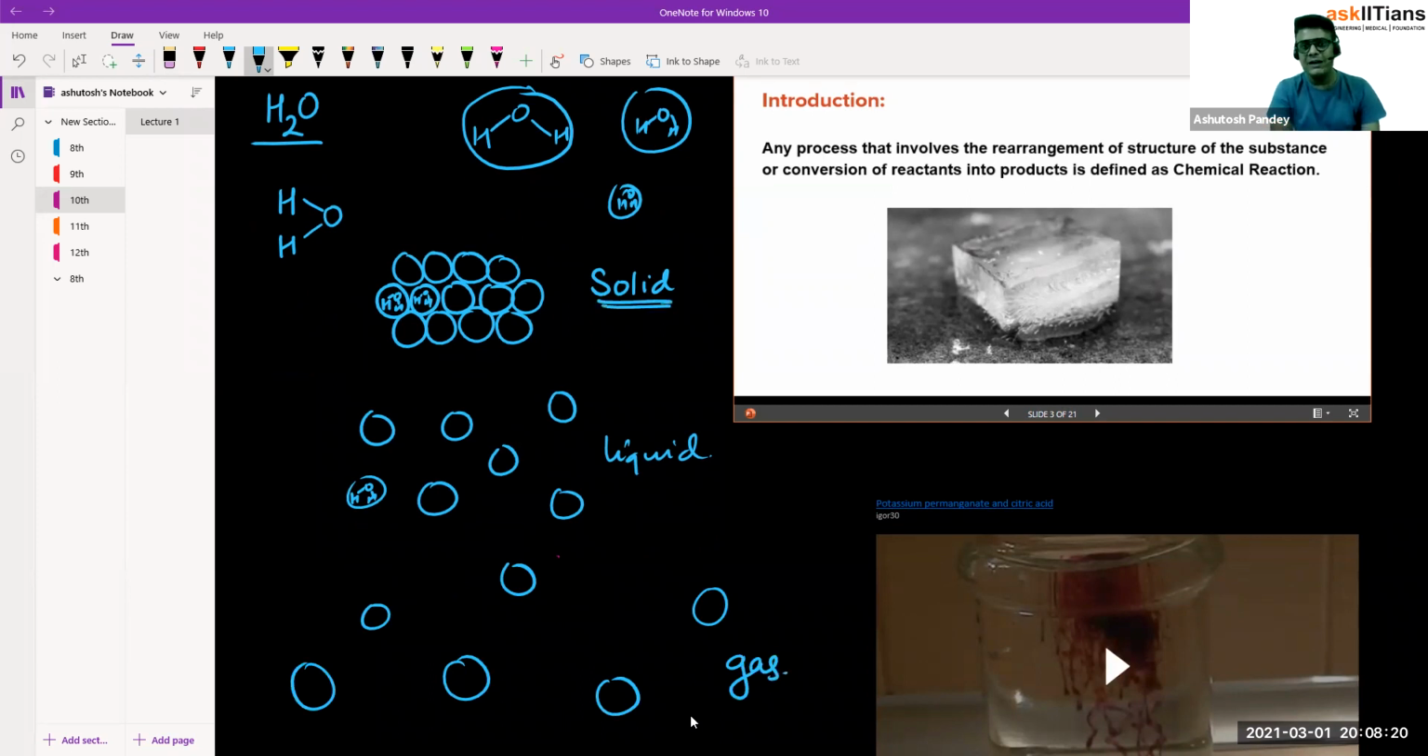So it means that, let's say this is some ice. When ice melts, it gets converted from solid to liquid, and when we heat it further, all the liquid will change to gaseous form. So all this change in state is only a physical change.